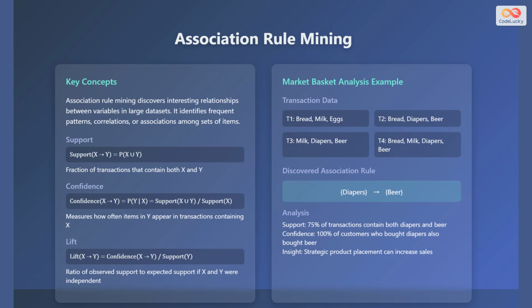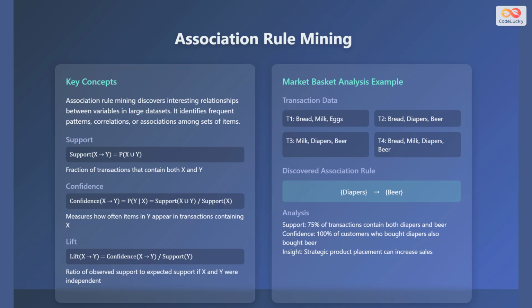Support measures the fraction of transactions that contain both item X and item Y. Confidence measures how often items in Y appear in transactions containing X. Lift is the ratio of observed support to expected support if X and Y were independent.